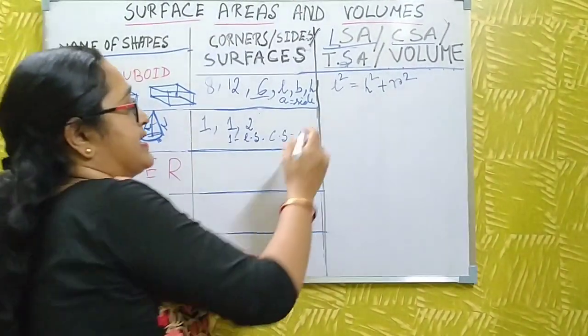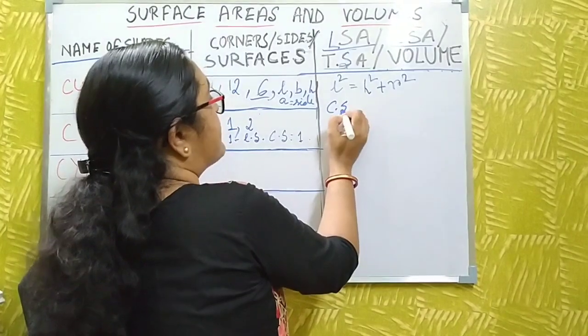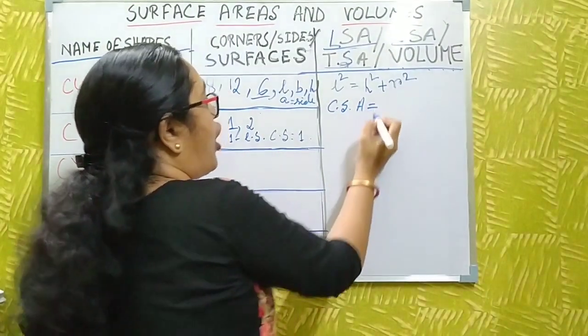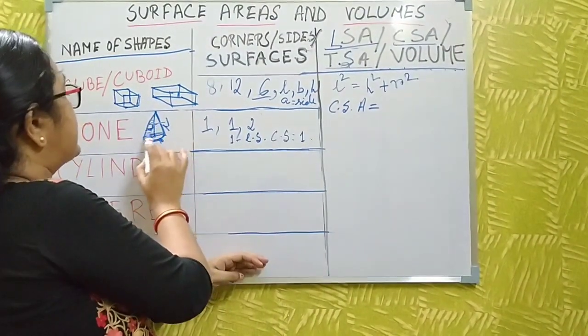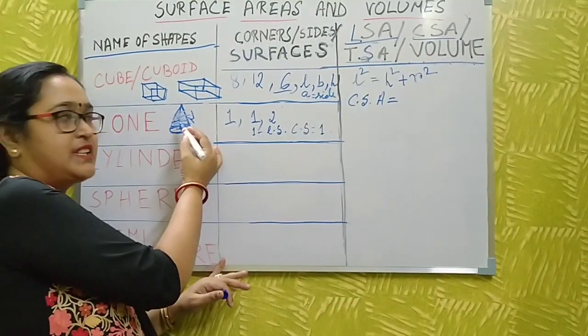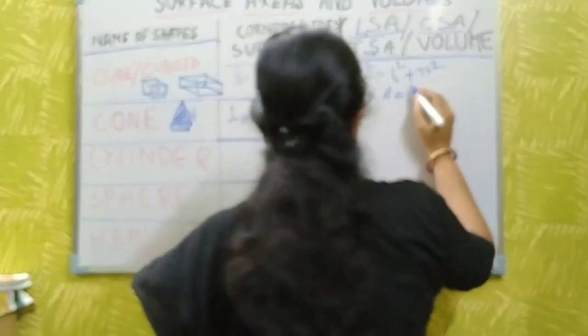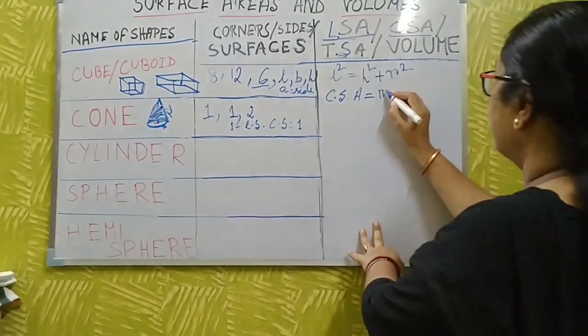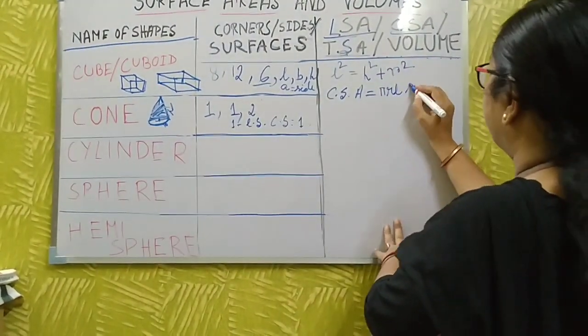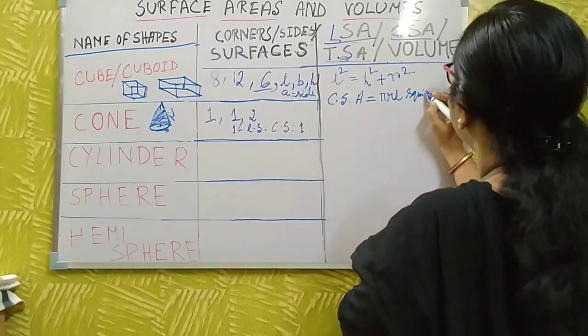Okay, now I write the curved surface area. Curved surface area means this surface. The curved surface area becomes pi R L square unit.